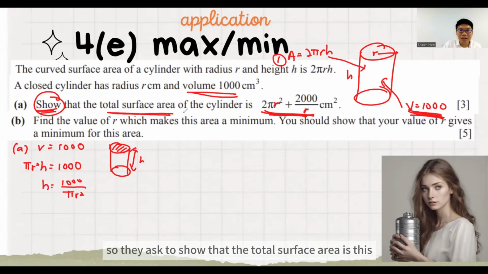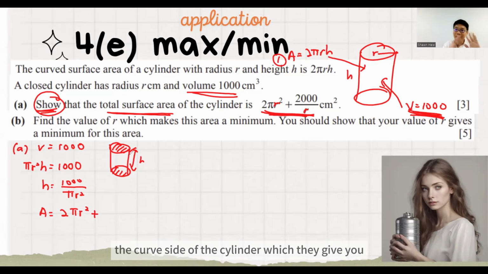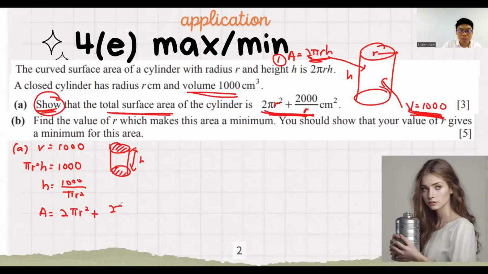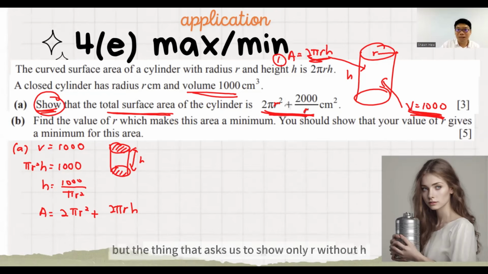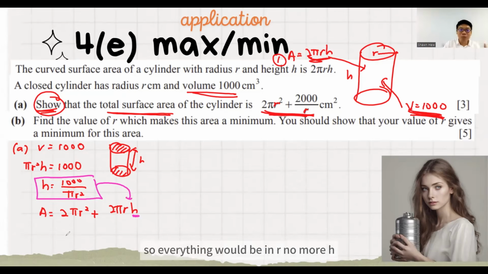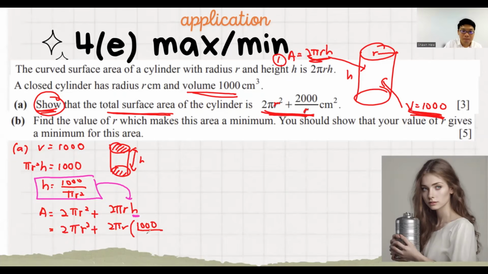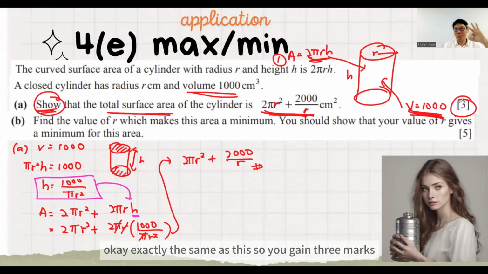So they ask us to show that the total surface area is this. So we know the area of a closed cylinder: there are 2 circles up and down, which is 2 pi r squared. And then we have the curved side of the cylinder, which they give you, 2 pi r h. Can you see? Our area formula has two unknowns, but the question asks us to show only r without h. So that's why previously I asked you to find what h is, so you can replace it here. So everything would be in r, no more h. So can you see? Area is 2 pi r squared plus 2000 over r. Okay, exactly the same as this. So you get 3 marks.